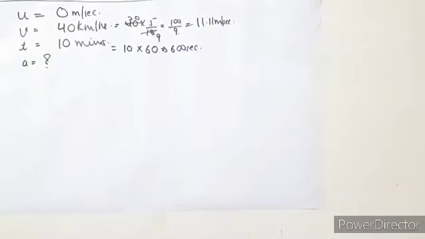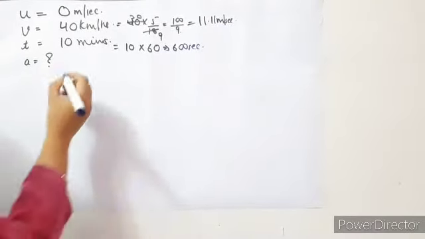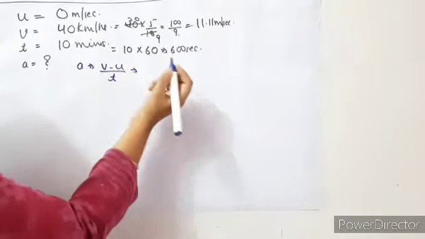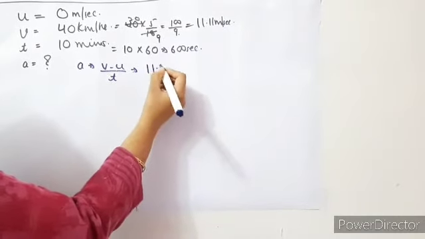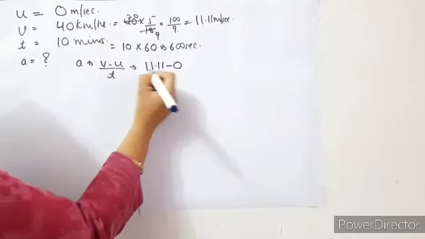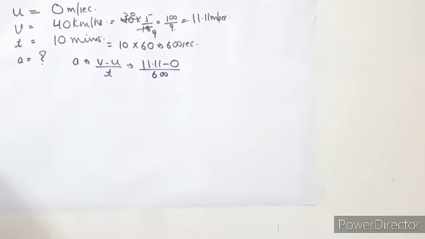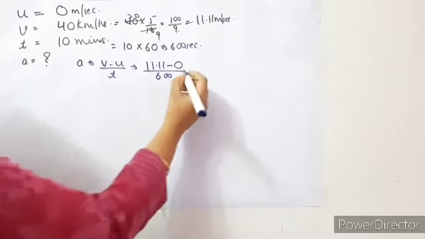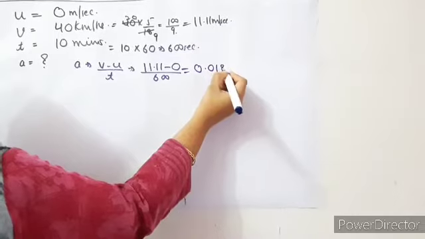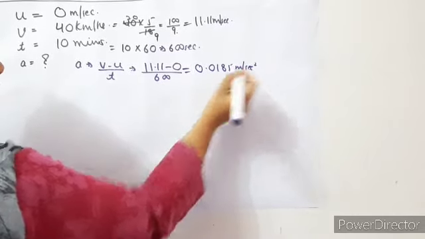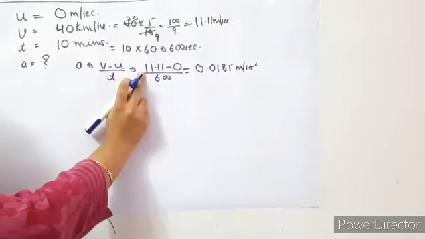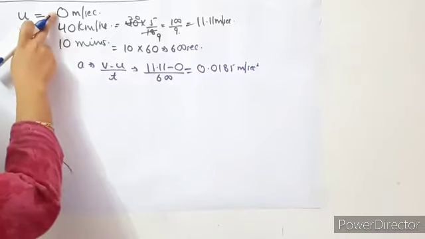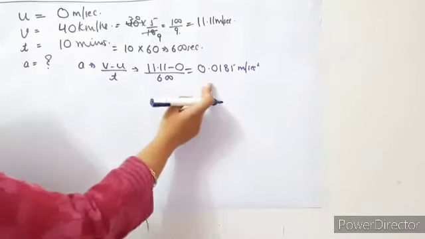Now we have to find out acceleration. So the formula for acceleration is a equals V minus U over T. That is, what is V? 11.11 minus U is 0 over time is 600. So 11.11 over 600. When you divide it, you get the answer as 0.0185 meter per second square. Because this is greater and there is positive sign, so it will be positive. So this is positive acceleration. Or you can say it increases from 0 to 40. So it is going to be positive acceleration.